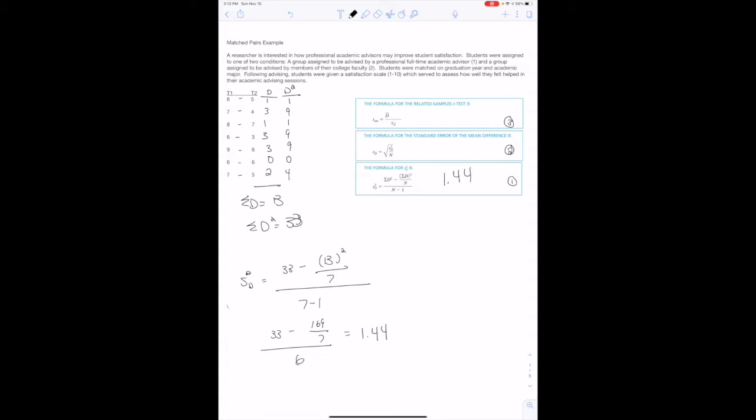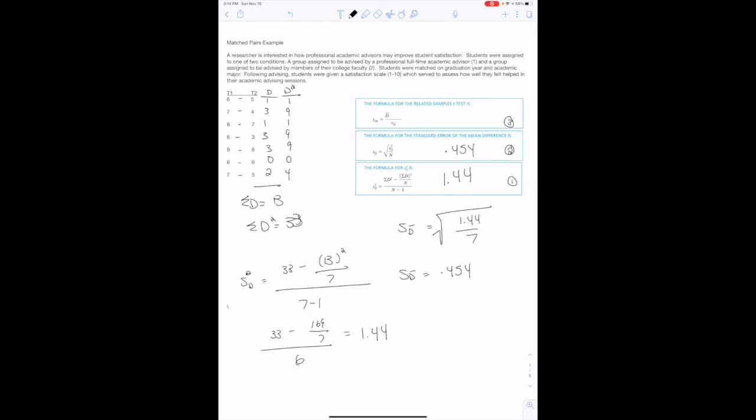And we're going to move on to Formula 2, which is the standard error of the mean difference. Standard error of the mean difference equals the variance, which we just calculated, 1.44, divided by N, which we know to be 7, square rooted. So 1.44 divided by 7, take the square root, and that gives us our standard error of the mean difference equaling 0.454. I'm just going to pop that in here so we can keep track of it.